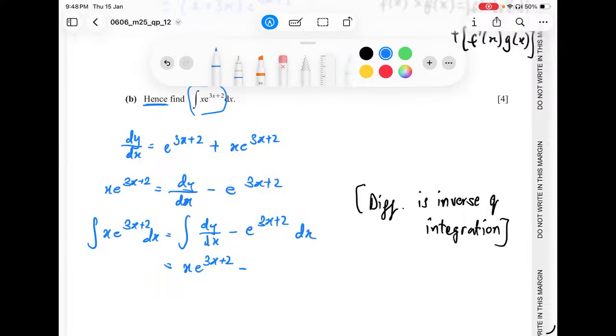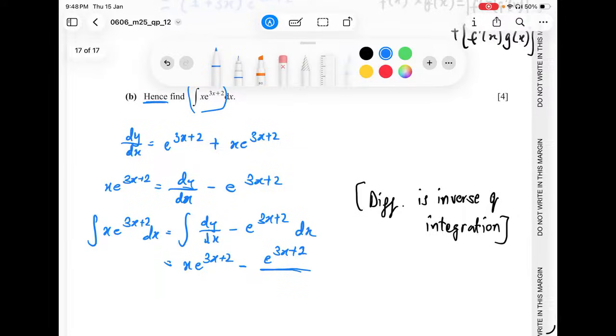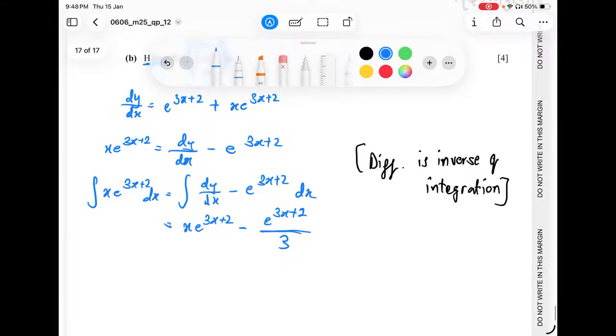And then for e to the 3x plus 2, you write it as the same. But now since you're integrating it, you need to divide by the differentiated power. So that should be 3. And then add the c. Do not forget the c. There might be a constant, and when you differentiate the constant, it's gone. So just remember to add the c when you're doing indefinite integration.